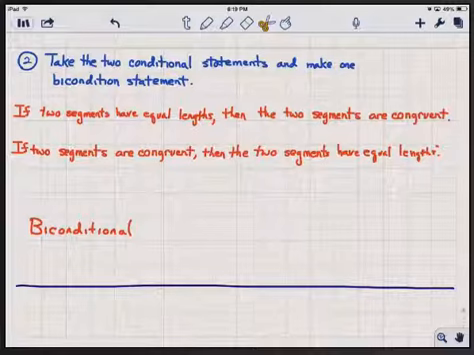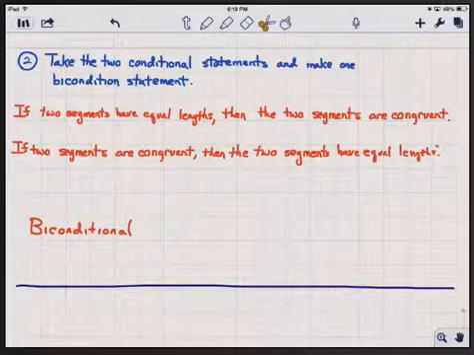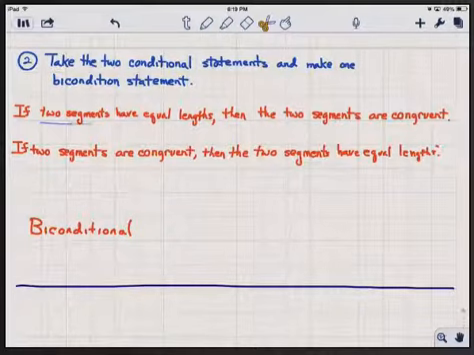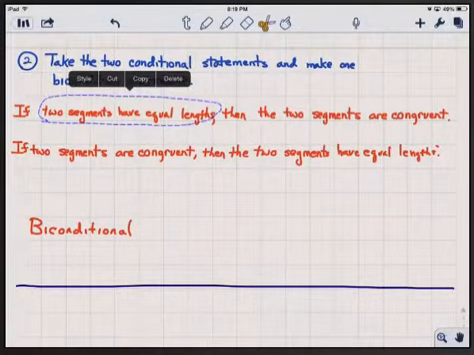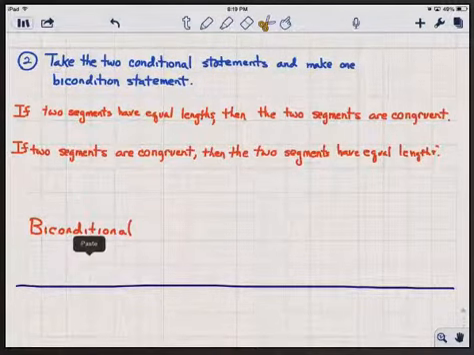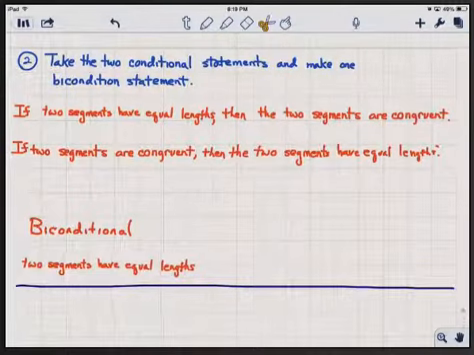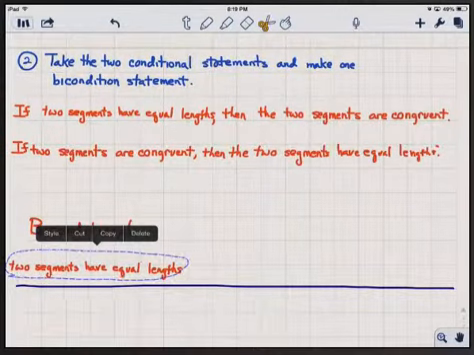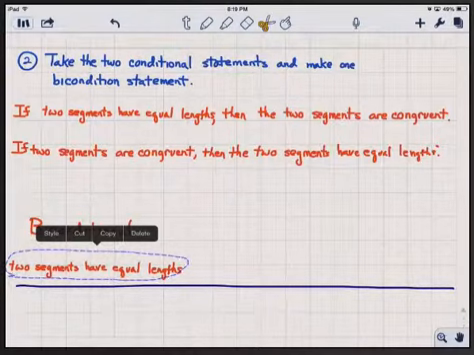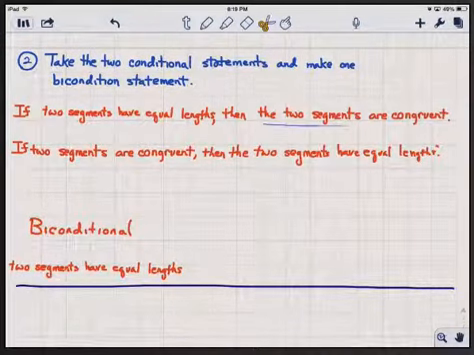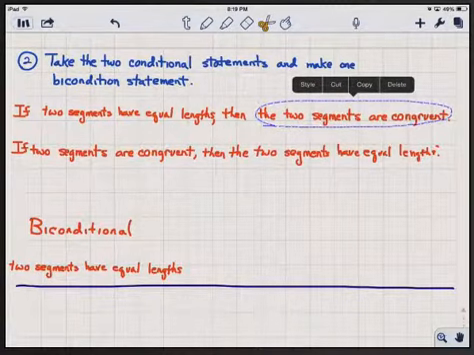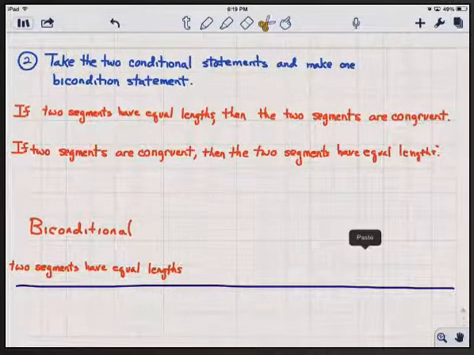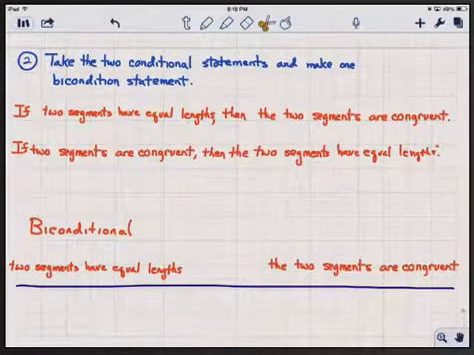So to make one sentence out of these two and make it a biconditional sentence, we're going to take the hypothesis of either of the two sentences. So I'll go to the first sentence and copy that phrase, and you make that the first part of your new sentence. Two segments have equal lengths. And take the other phrase, which happens to be the conclusion in this case of the first sentence, and we'll make that the last part of our new sentence.